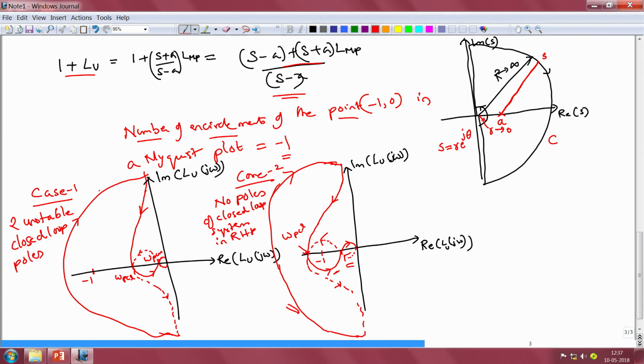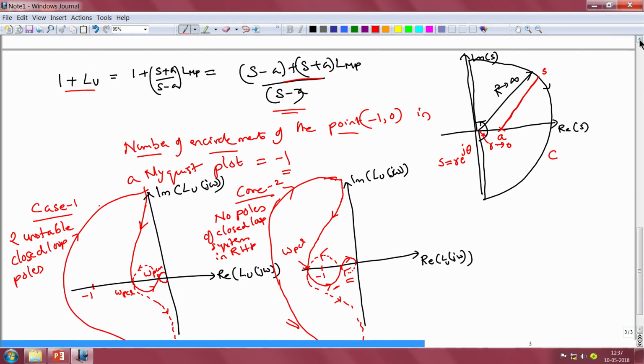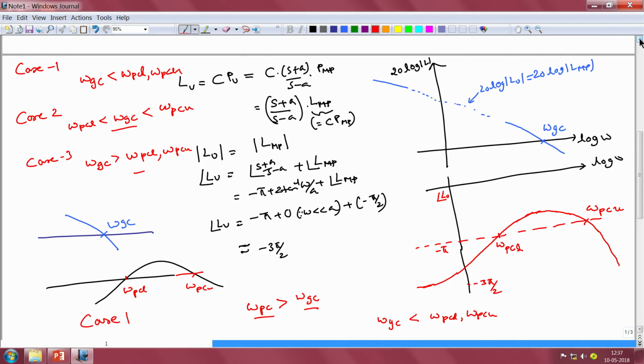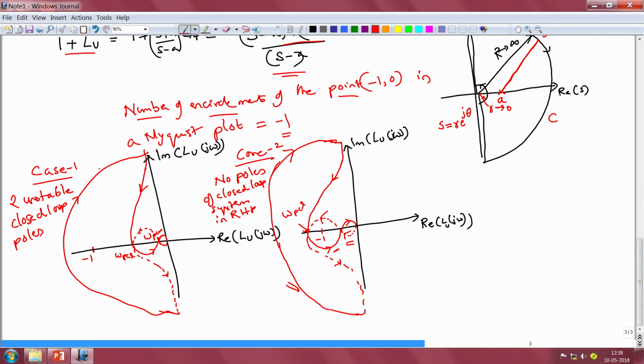So, contrary to what our intuition might have led us to believe, it is the second case, namely the schematic that I have drawn here, where omega gc is in between omega pcl and omega pcu, that results in a stable closed loop system. Now, let us consider the third case where the gain crossover frequency is greater than both the phase crossover frequencies. What this implies then is that at both the phase crossover frequencies our loop gain will be greater than 0 dB.